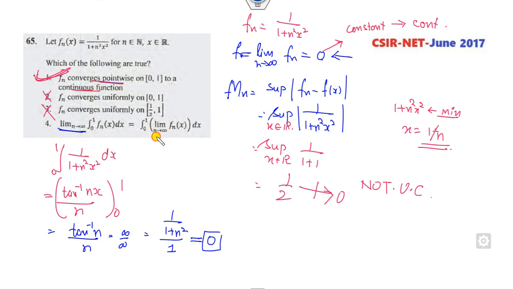Look at the right hand side. This value is nothing but f(x). f(x) is 0, so the integration of this is 0. Both are the same, which is the right answer. So A and D are the correct options.